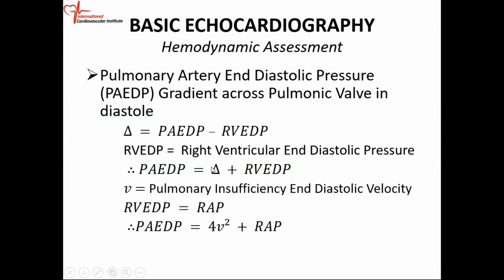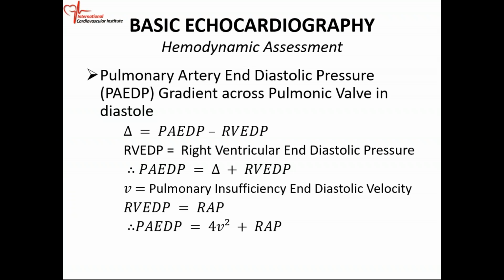But if you think, but don't think too hard, let's say it's simple. The right ventricular end diastolic pressure is the same thing as the right atrial pressure. So if you want to calculate the pulmonary artery end diastolic pressure, all you have to do to the gradient is just add the right atrial pressure. So you can get not only the pulmonary artery systolic pressure, but you can also get the pulmonary artery end diastolic pressure. And these are tremendously important clinical parameters.